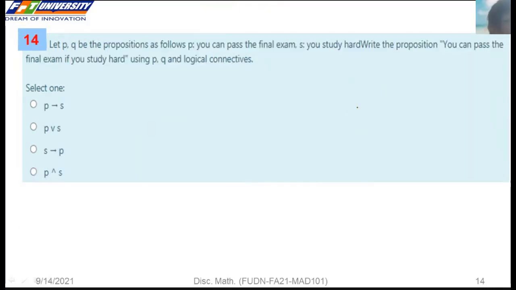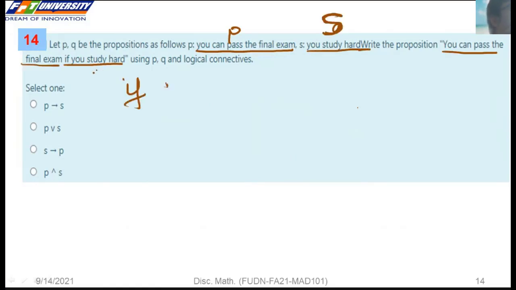Next one. You can pass the final examination P. You study hard S. So if you study hard, S, then you can pass the final examination P. If S then P. So C.